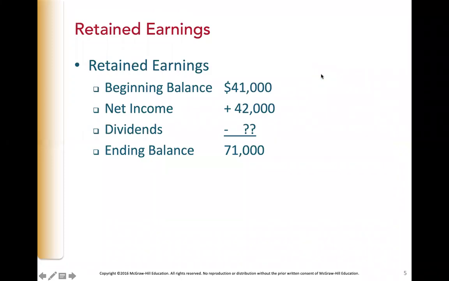So our retained earnings account. Our beginning balance on the balance sheet was $41,000. We know we had a net income of $42,000 from our income statement. However, looking at our ending balance on the balance sheet, our retained earnings only has a balance of $71,000. So that means that we had to have paid dividends of some sort, because 41 plus 42 is 83. Our ending balance is not 83,000, it's 71. So we're able to back into dividends paid of $12,000 if we were not given that exact information.